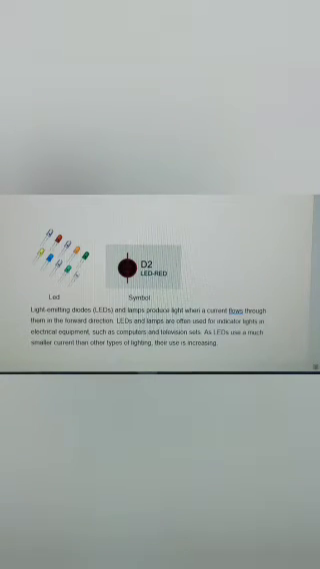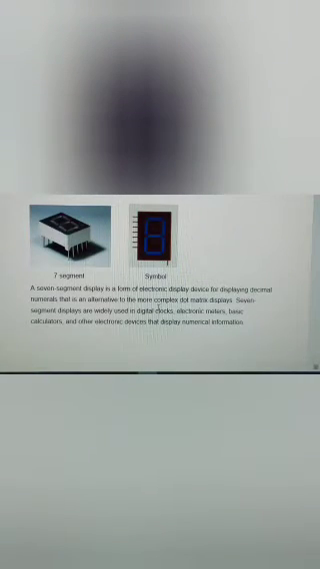And then LED and symbol. A light emitting diode, LED, and lamp produce light when a current flows through them in the forward direction. LEDs and lamps are often used for indicator lights in electrical equipment such as computers and television sets, as LEDs use a much smaller current than other types of lighting. Their use is increasing. And the last component is 7 segment and symbol.